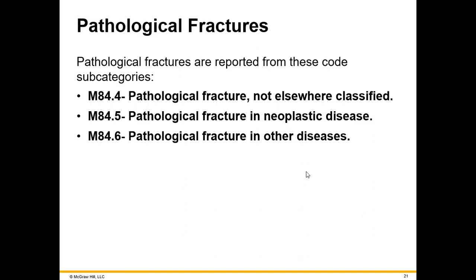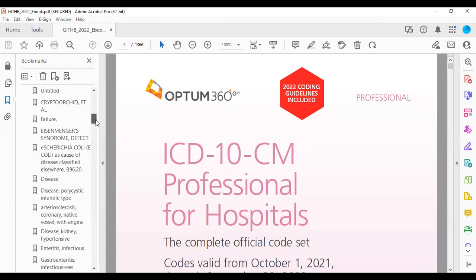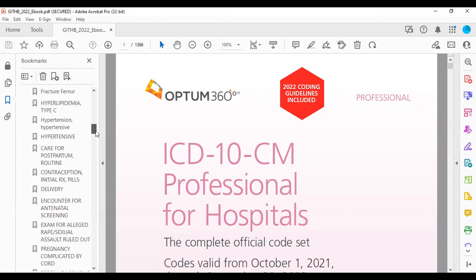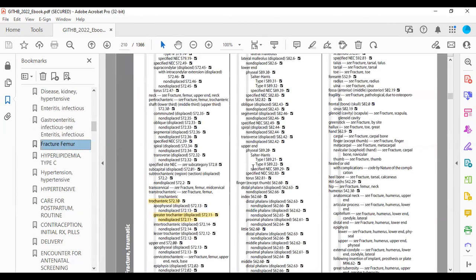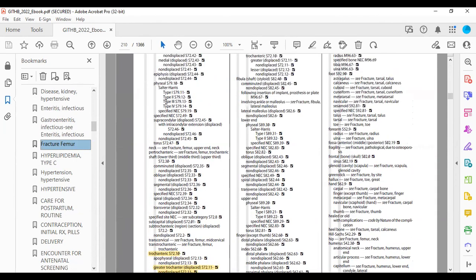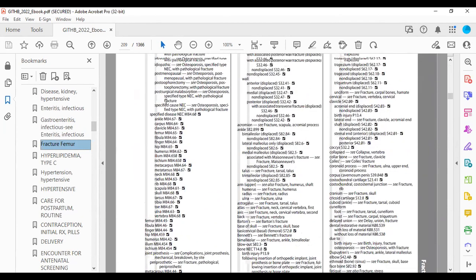So let's have a look at some of those pathological fractures. Okay, so here we go. Pathological fractures. Let's walk through one of these. The main term would be fracture, and let's take a look at what all the fractures look like. You can see how these go.